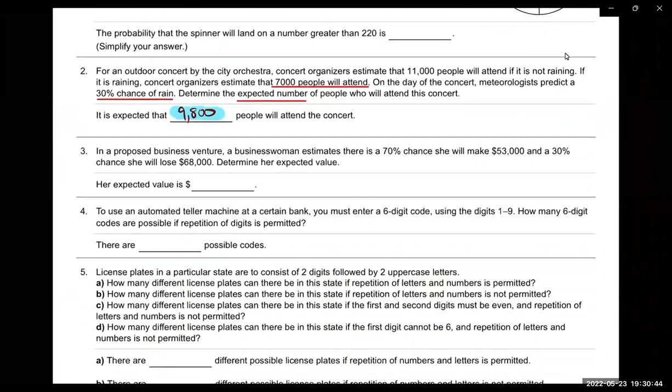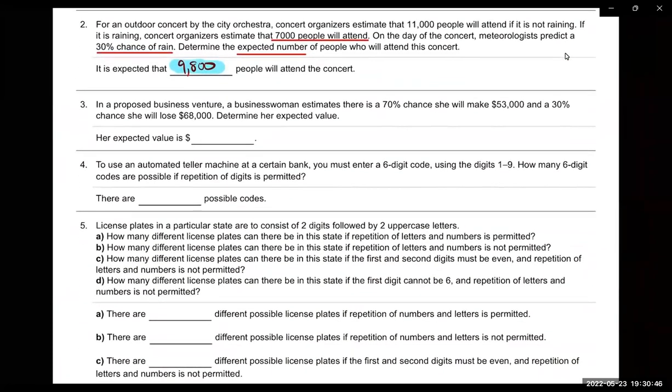All right, let's look at the next one. In a proposed business venture, a businesswoman estimates that there is a 70% chance that she will make $53,000 and a 30% chance that she will lose $68,000. Find her expected value. So it's the same setup. This time it involves money. So let's open up another slide. Let's create another table.